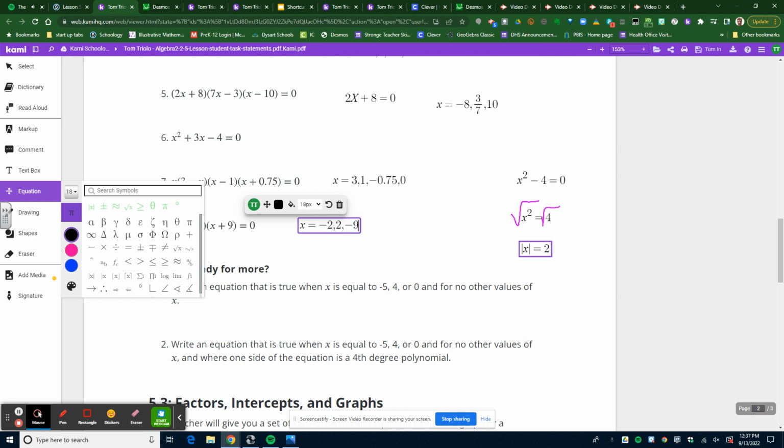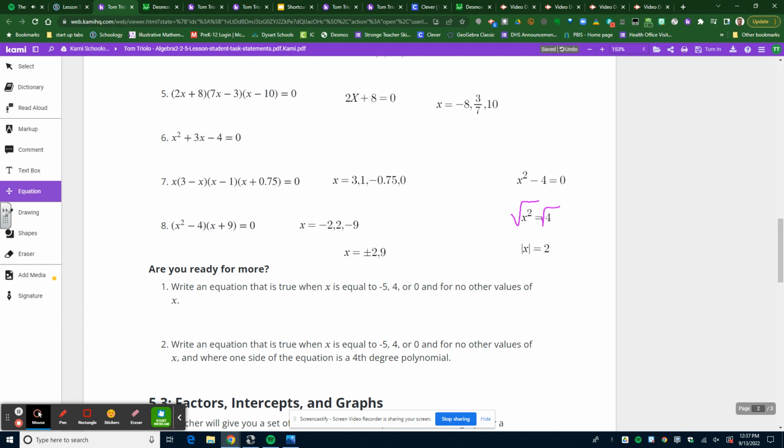The other way you can also write this is x equals, if you look at that third row down right in the middle, you see this plus on top of a minus sign. You can use that one too. Okay, so plus or minus 2, comma 9. I don't care which way you write it, as long as I can clearly see that there are 3 answers. Question so far? Yes. All right, let's do number 6 graphically.